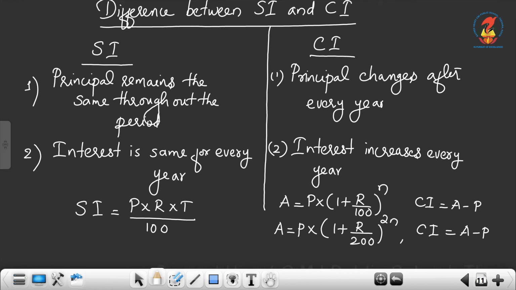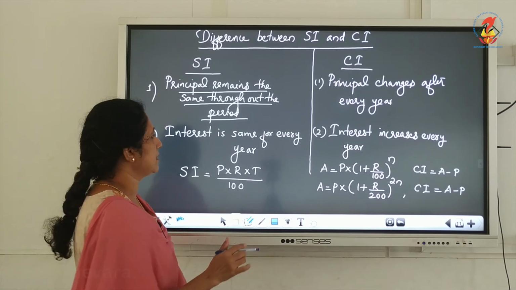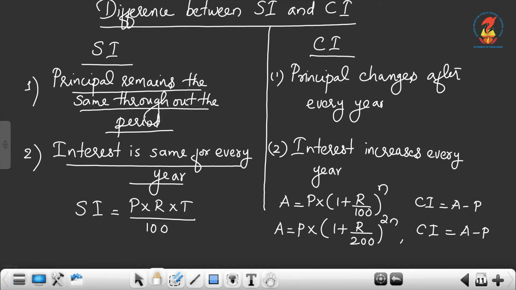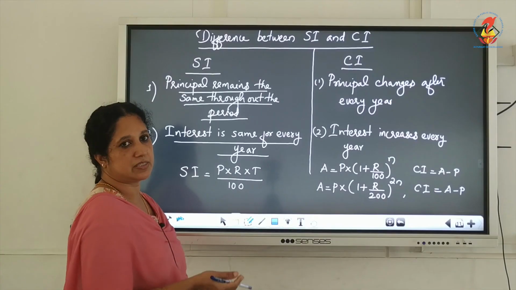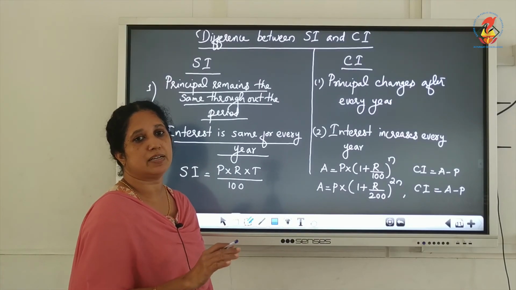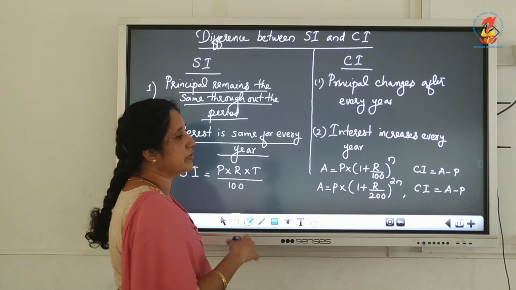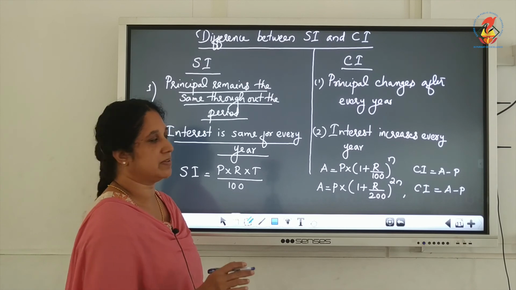Now, what is the difference between the simple interest and the compound interest? In simple interest, principal remains the same throughout the period. There is no change for the principal. For 5 years if you find out, there is no change for the initial amount, principal remains. And the interest is also the same for every year. There is no change for the interest also, as in the example we have already seen. Every year the interest will be same.